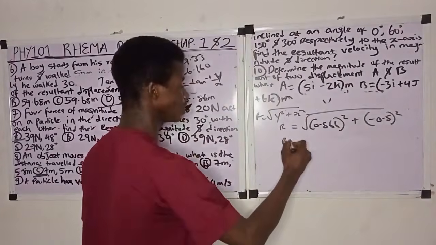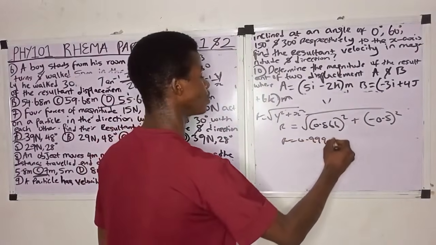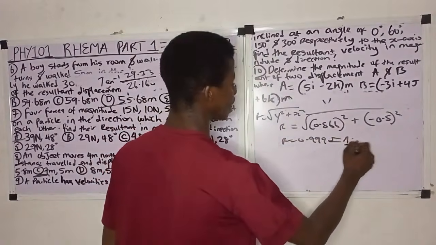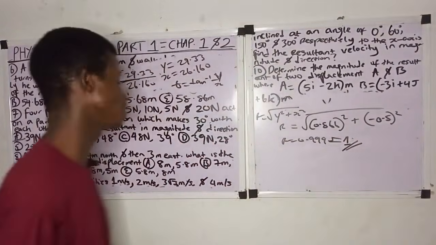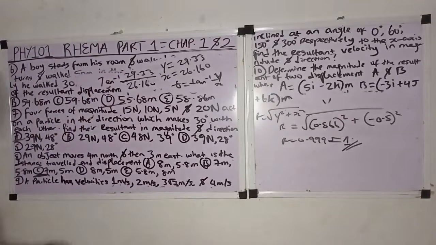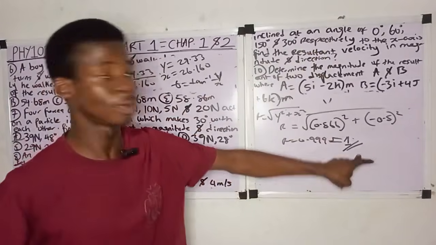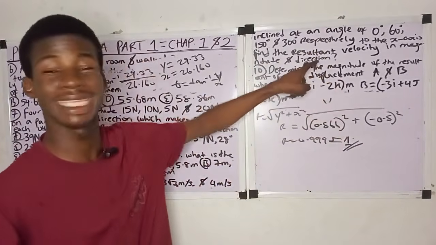R is equal to what? 0.999, now approximately 1. So our resultant is 1. Yes, our resultant is 1. Now we are looking for the direction as well.